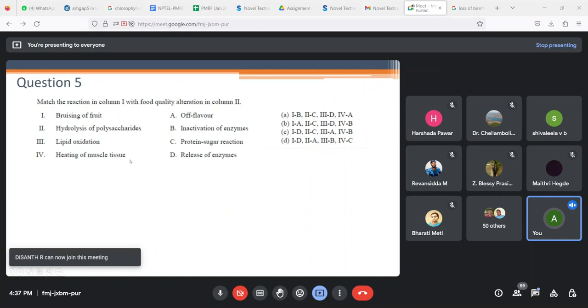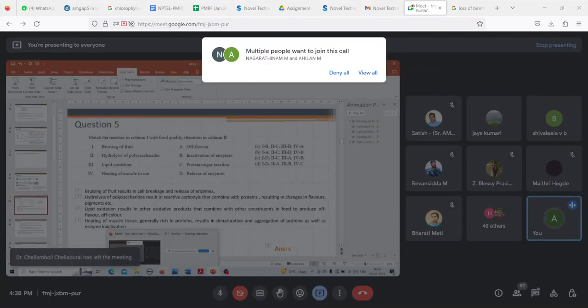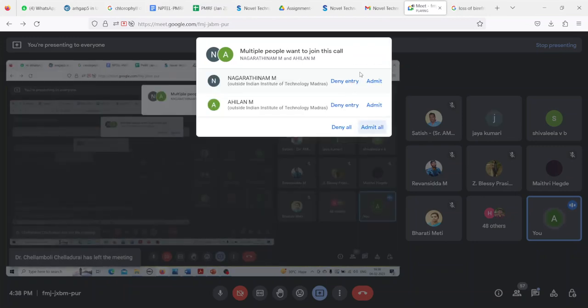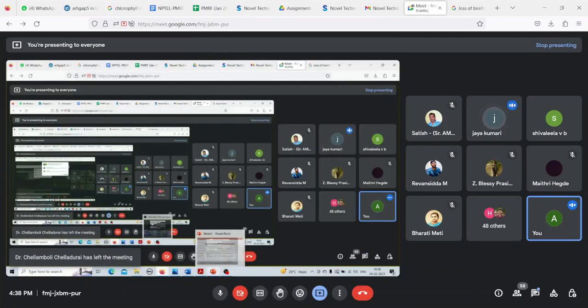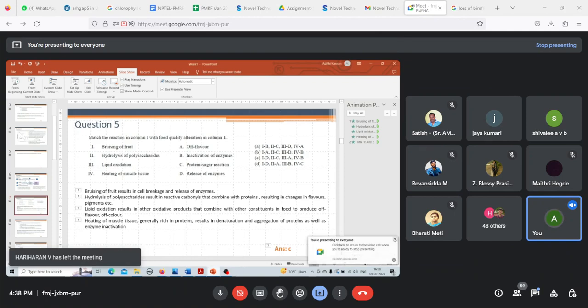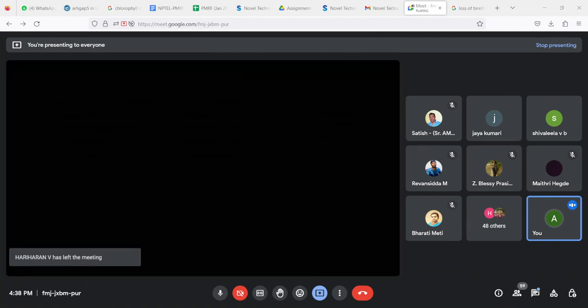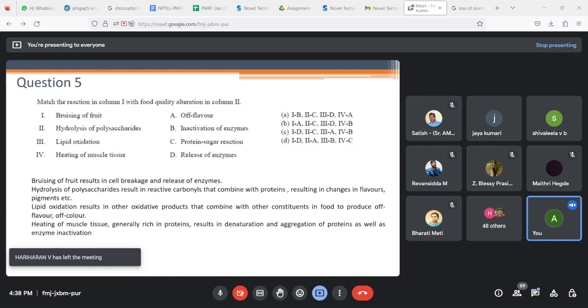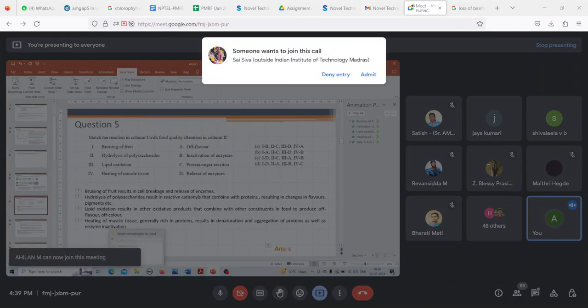So heating of muscle tissue, any heating per se will inactivate enzymes because enzymes are all proteins and they work only in very small temperature ranges. If you move the temperature above or below its optimal temperature, its activity will drastically reduce. So heating of the muscle tissues or any heating per se will result in inactivation of enzymes. So the answer is option C. Hope this is clear. We'll move on to the next question.